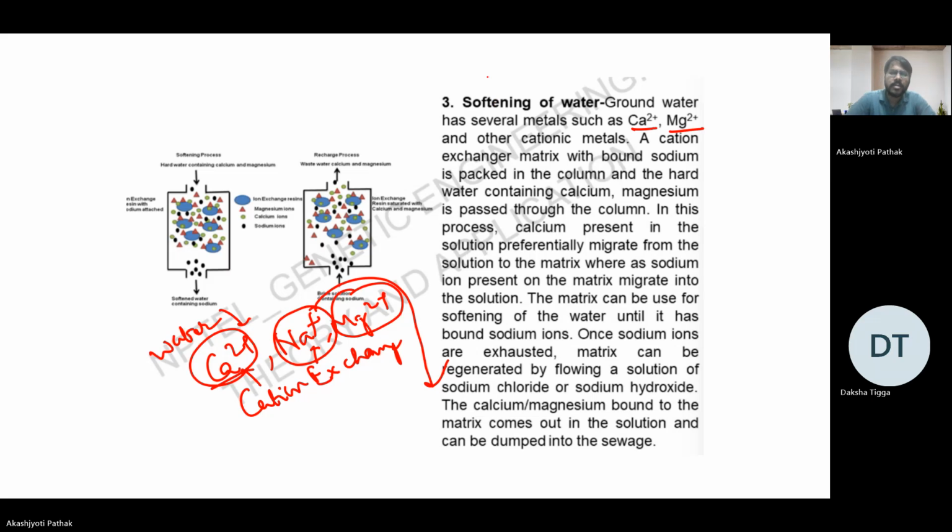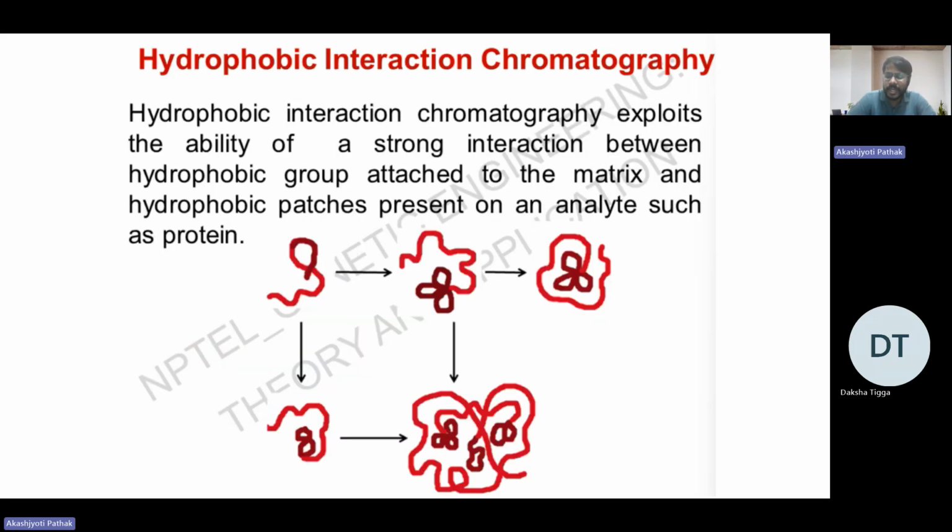Okay. So now, hydrophobic interaction chromatography basically utilizes the hydrophobicity of the protein for purification. Hydrophobic interaction chromatography exploits the strong interaction between a hydrophobic group attached to the matrix and the hydrophobic patches present on an analyte such as a protein. So these are the hydrophobic patches. The dark red colored loop or structure is the part of the protein which is highly hydrophobic, meaning it has several non-polar residues.